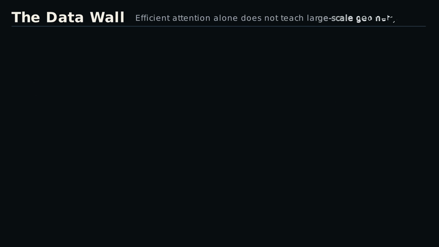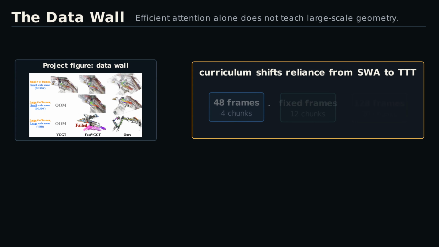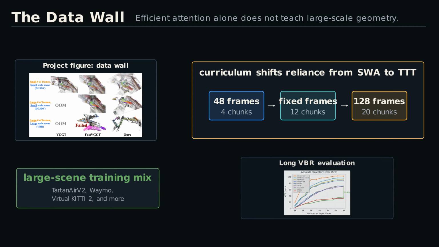Architecture is only half the story. LoGeR also attacks the data wall with large scene training and a curriculum that grows from 48 frames to 128 frames, forcing the model to rely more on TTT over time.